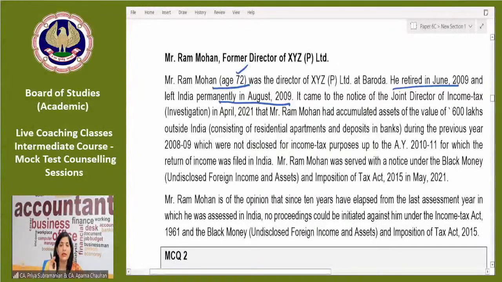It came to the notice of the Joint Director of Income Tax in April 2021 that Mr. Ram Mohan had accumulated assets of value 600 lakhs outside India, consisting of residential apartments and deposits in banks during the previous year 2008-09, which were not disclosed for income tax purposes up to assessment year 2010-11. When he left, in the assessment year 2010-11, the previous year 2009-10, till that time he had not disclosed the value of these assets in his return of income, which was filed in India.